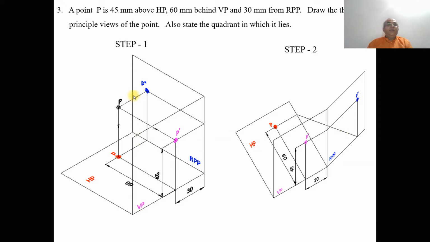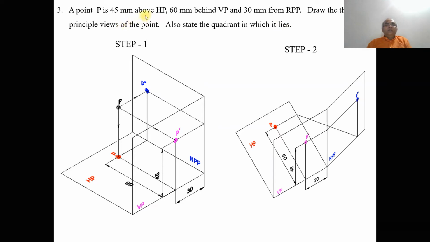Now, in this video, we are going to take up one more problem on the projections of points in the second quadrant. A point P is 45 mm above HP and 60 mm behind VP and 30 mm from RPP. Draw the three principal views of the point. Also, state the quadrant in which it lies.